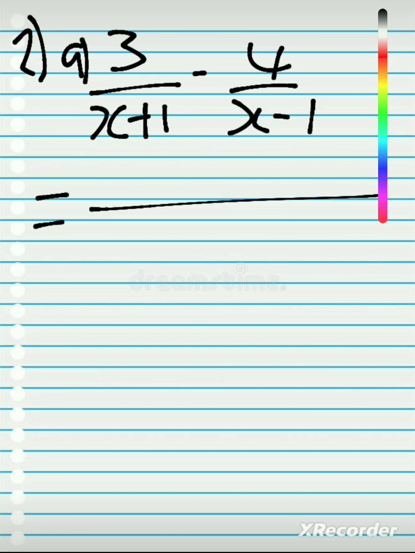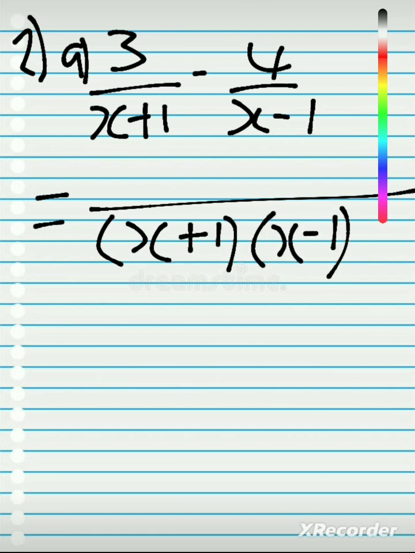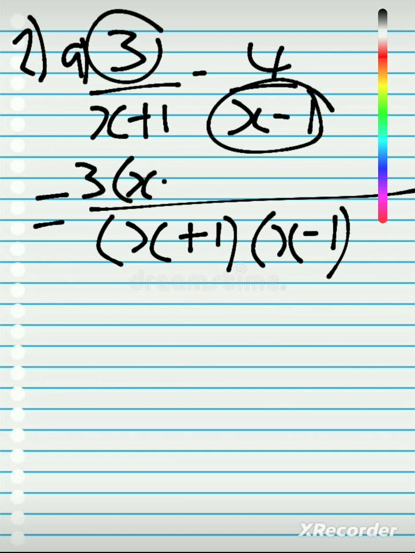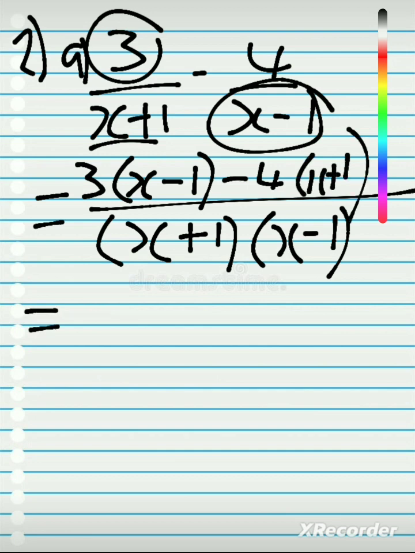Okay, so the denominators, we just combine them, x plus 1 and x minus 1. So we multiply this times this. We don't have to multiply like expanding, you just put them in brackets, it's okay. Then this times this. So again, you write them like this, the number outside, then x minus 1, then minus 4 times x plus 1. Okay, so we can start expanding now.